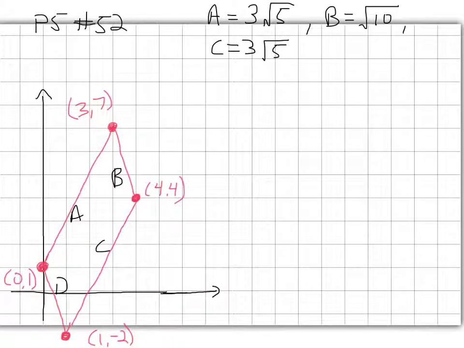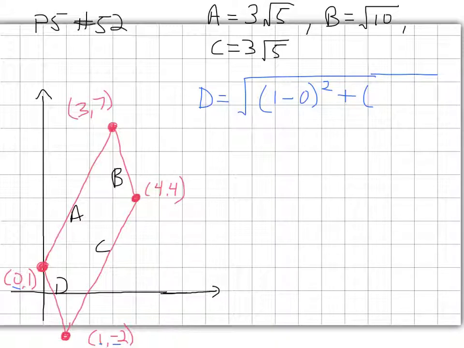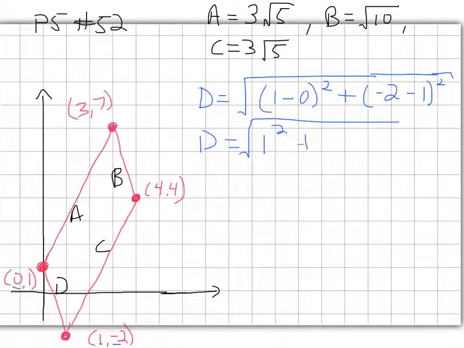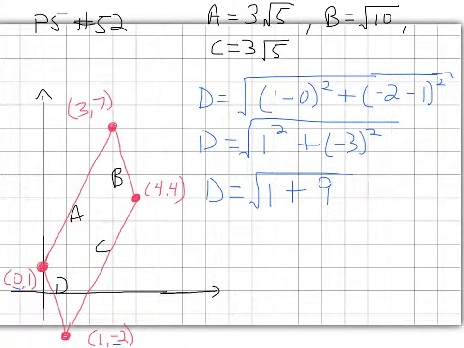So our last one remaining is to calculate D. It's the square root of the differences of our x, 1 minus 0 squared, plus the difference of our y, minus 2 minus 1 squared. So D is equal to 1 squared plus minus 2 and a minus 1 is a minus 3 squared. 1 squared is 1. Minus 3 squared is 9. Minus and a minus is a positive. 1 plus 9 is 10, which is square root of 10.